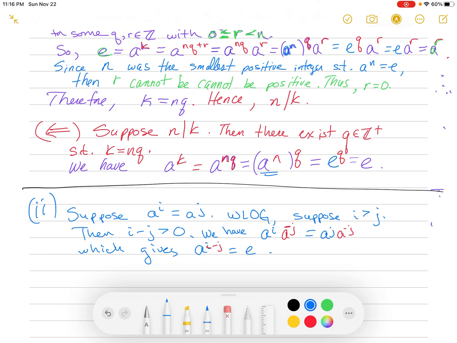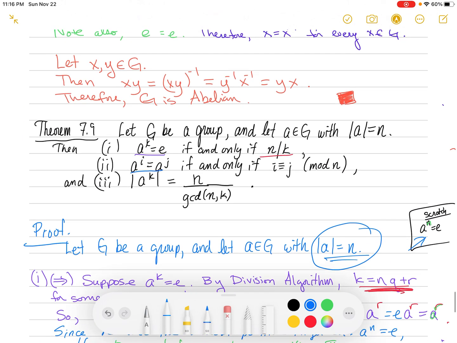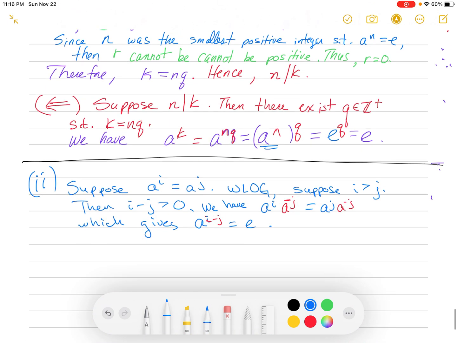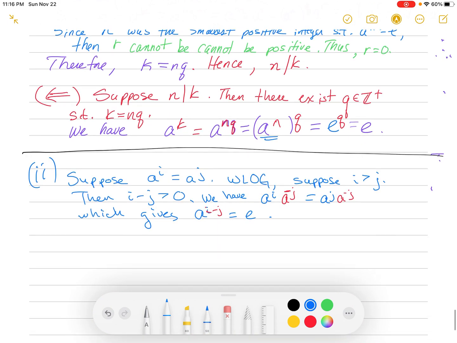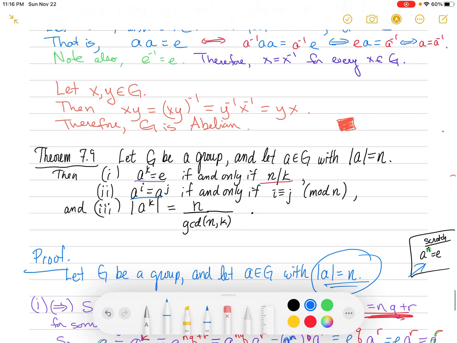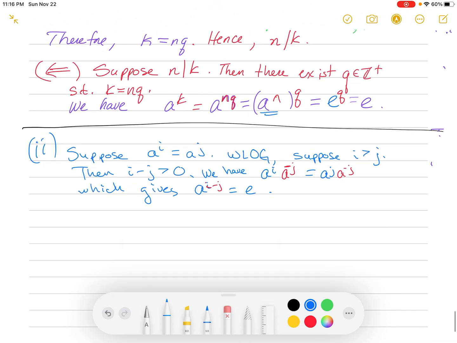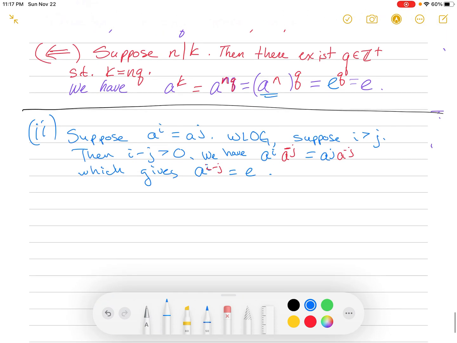Okay? Now, if we use property 1 that we've just proven, then the order of a, which is n, divides this exponent. This is kind of like our k right here. Remember, a to the k equals identity if and only if n divides k. So here I have a to the i minus j equals identity. So by property 1, the order n has to divide i minus j.